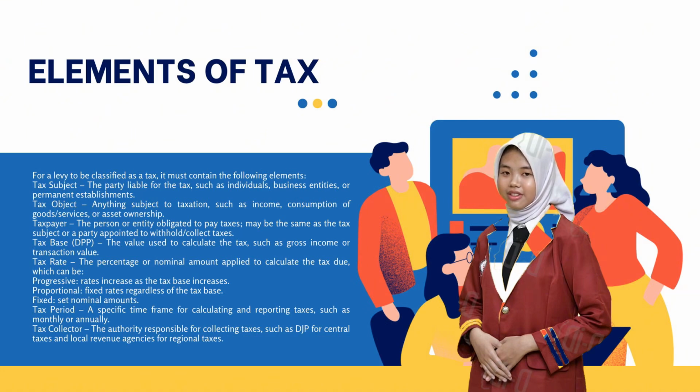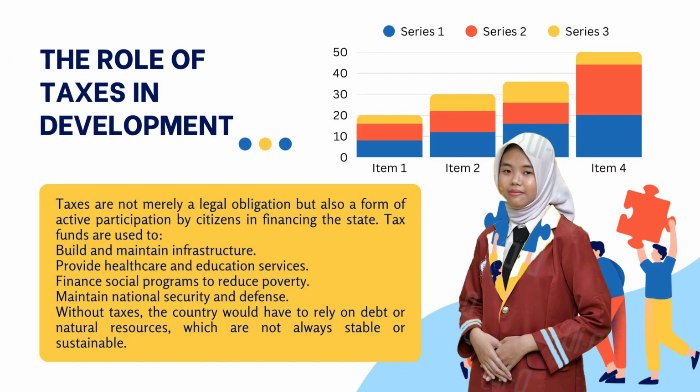Proportional: fixed rates regardless of the tax base. Fixed: set nominal amounts. Tax period: a specific time frame for calculating and reporting taxes, such as monthly or annually. Tax collector: the authority responsible for collecting taxes, such as DJP for central taxes and local revenue agencies for regional taxes.